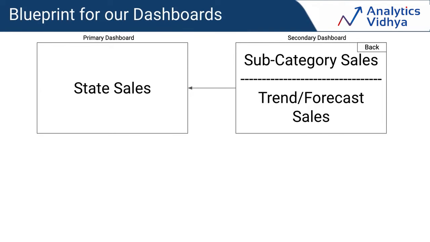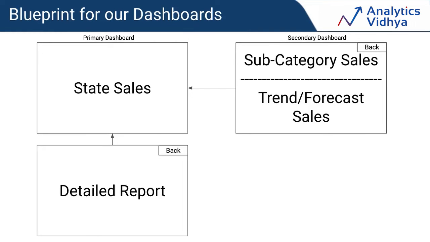I also want a detailed report that shows me the sales numbers per state, per subcategory, and so on in a pivot like format. And this again will have a back button which takes me back to the primary dashboard. This detailed report will be quite helpful for the leadership team to deep dive into numbers that are visually designed in our dashboards. It will bring out what are the numbers behind the visualization that we've built.